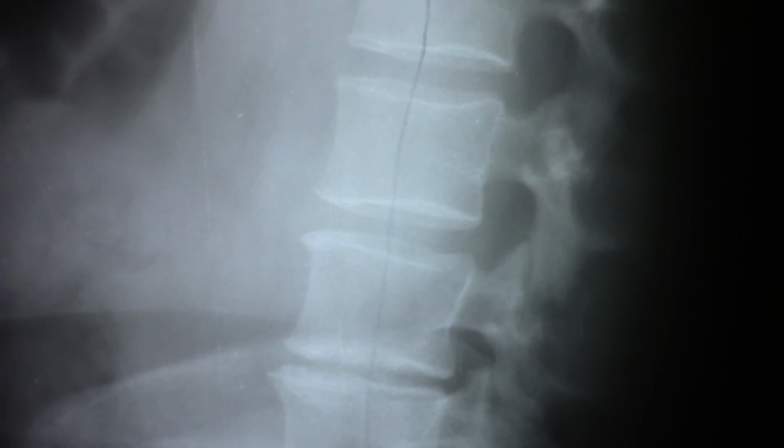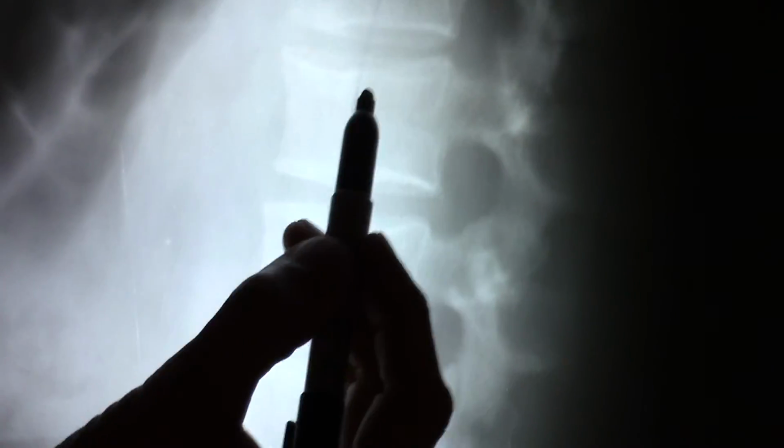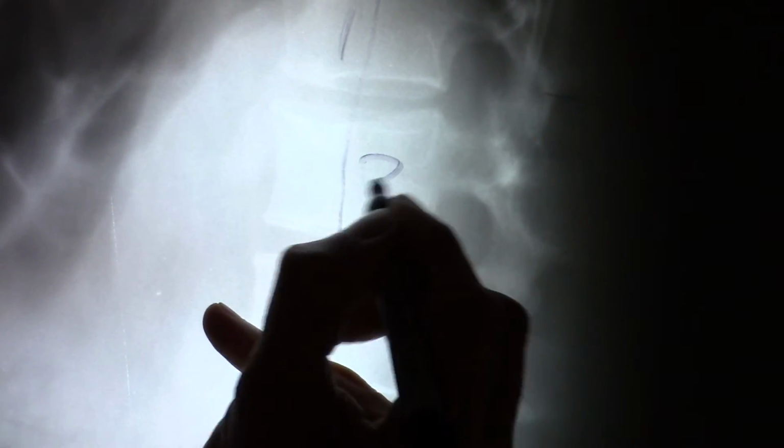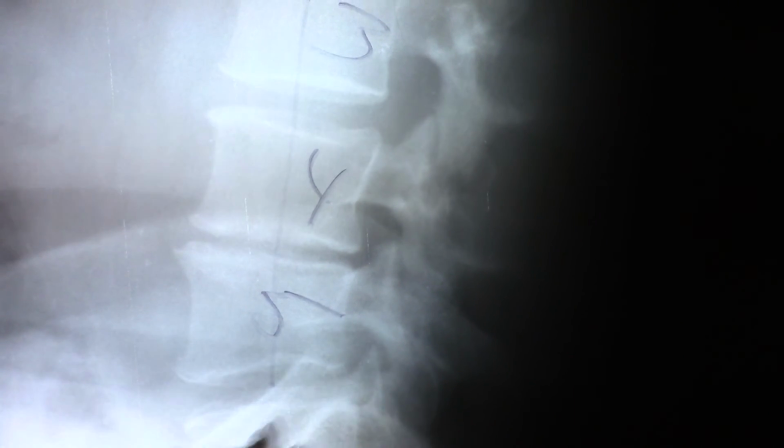And you can see the stress, again, the disc material over here. There's still disc here. This is number 1. This is number 2. This is number 3. This is number 4. This is number 5.